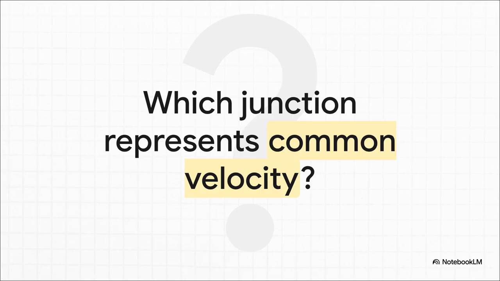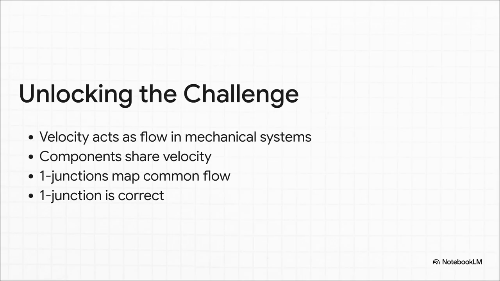This is the big question you need to answer. Which junction represents common velocity in the system? I really want you to actively think about this. Pause for a second and apply the traffic controller logic we just went over. If the mass, the spring, and the damper are all experiencing the exact same velocity, do you use a zero junction or a one junction to connect them in your bond graph? Let's break down the logic together.